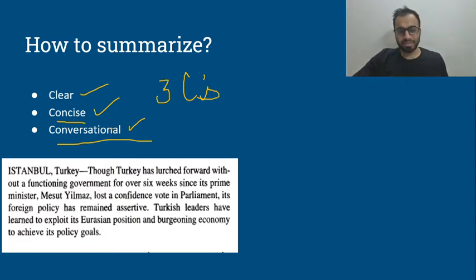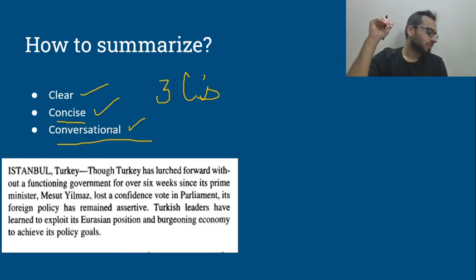Istanbul, Turkey. Okay, so this paragraph is about Turkey. Though Turkey has lurched forward without a functioning government for over 6 weeks since its Prime Minister Mesut Yilmaz lost the confidence vote in parliament, its foreign policy has remained assertive. Turkish leaders have learned to exploit its Eurasian position and burgeoning economy to achieve its goals.